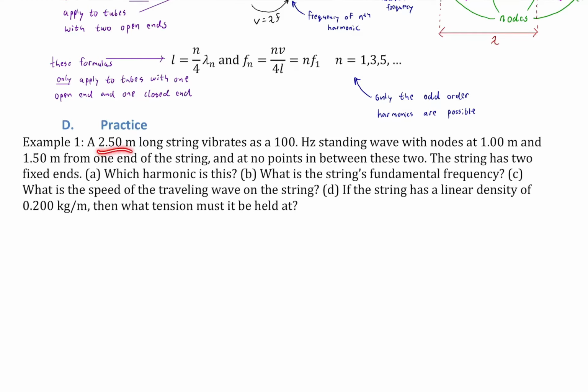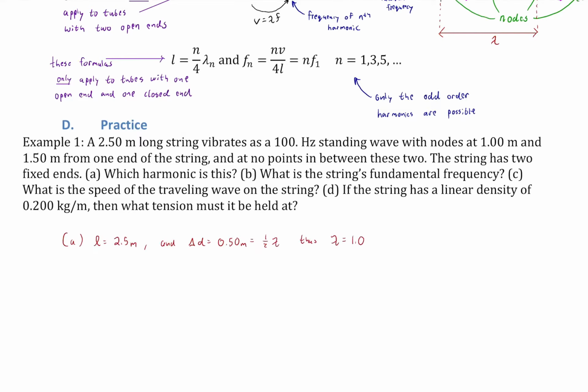Okay, so standing string, because let's think about this, right? We know that the total length of the string is 2.5, and we know we have the frequency, which we'll need in other parts of the problem. But all we need to answer part A is realizing there's a node at 1 meter and there's a node at 1.5 meters. That means that the 2 nodes are 0.5 meter apart. Well, what distance are nodes apart? Nodes are always 1/2 of a wavelength apart. That means our wavelength must be 1 meter. Do you see it?